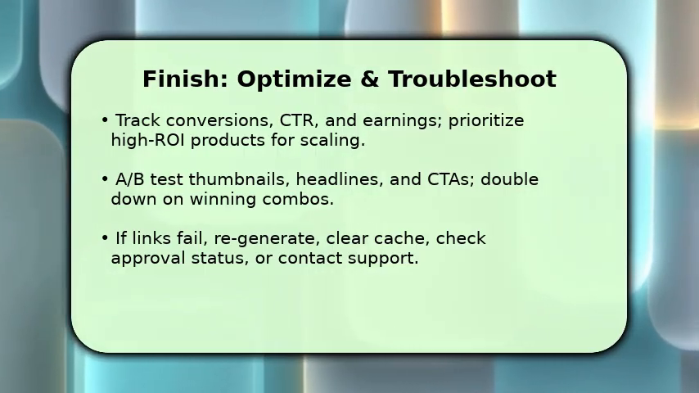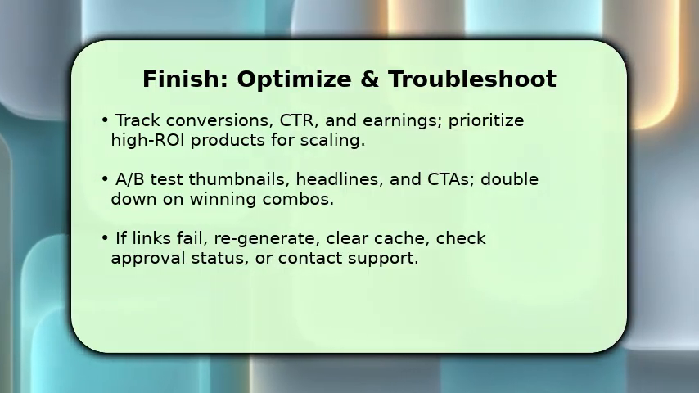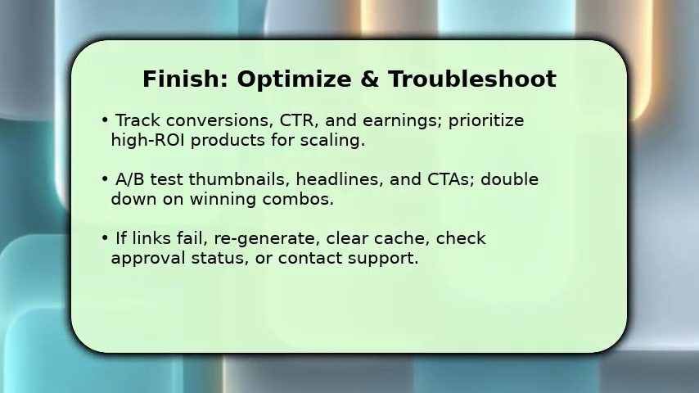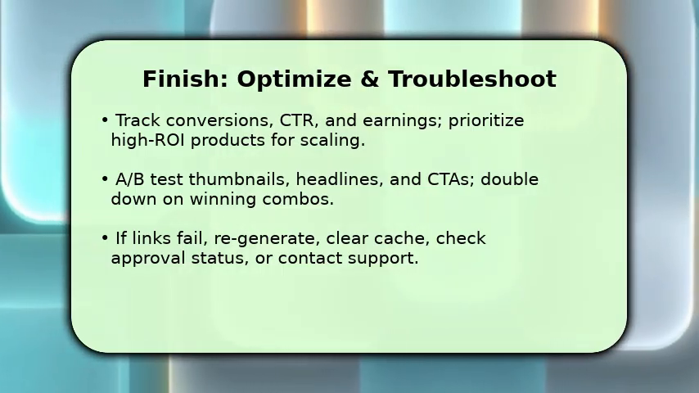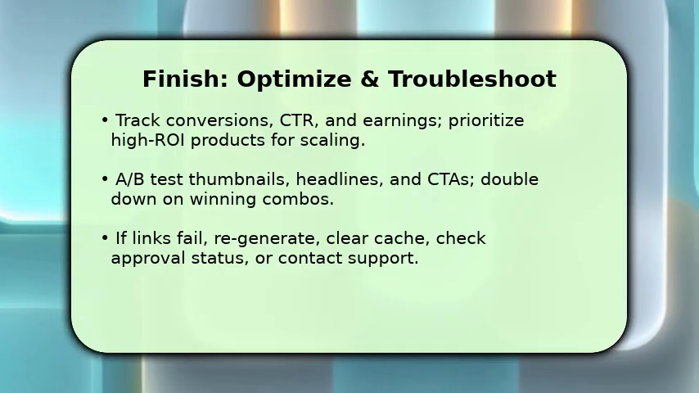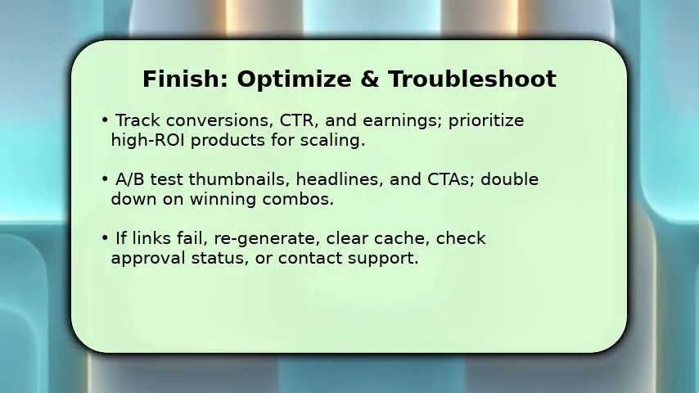Make sure to A/B test thumbnails and CTAs to squeeze more conversions from the same traffic. If something breaks, like a dead link or missing commission, regenerate the affiliate link, clear cache, check your approval status, and contact Shopee support as a last step to resolve payment or tracking issues.